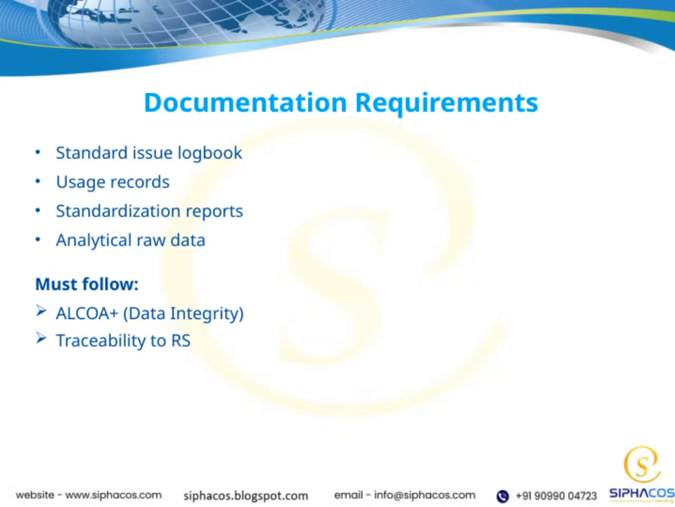Now, let's talk about the documentation requirements that are essential for maintaining data integrity and traceability. First, we have the standard issue logbook. This is where all the details about equipment issues, maintenance, and repairs are recorded consistently. It's crucial because it helps us keep a clear record of equipment history. Next, usage records are vital. These documents track how and when equipment or materials are used, ensuring we have a complete picture of operations.